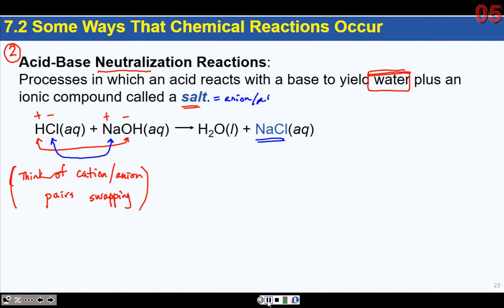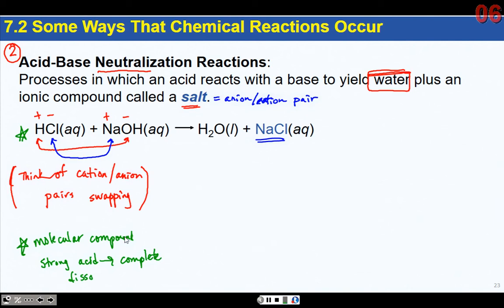Now, I've overstated something just a little bit here. I should clarify. The HCl is actually a molecular compound. It is a molecular compound because it is a pair of nonmetals, but it is an unusual one in the sense that it will dissociate to make ions in water because it is a strong acid, and therefore you get complete dissociation in water to make ions.